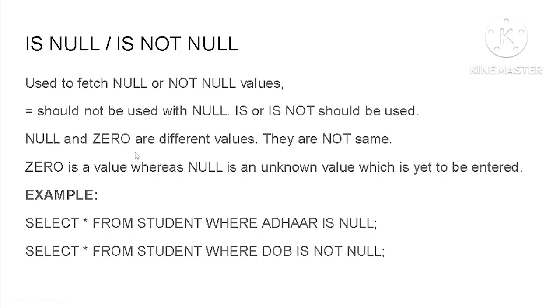Remember, null and 0 are different. They are not the same. 0 is considered a value. Suppose for a student you give the mark as 0, which means the student attended the test and scored 0. But when you give null, maybe the student's paper is not yet corrected and you are not able to enter the marks right now. In that case, you give null, which is an unknown value.